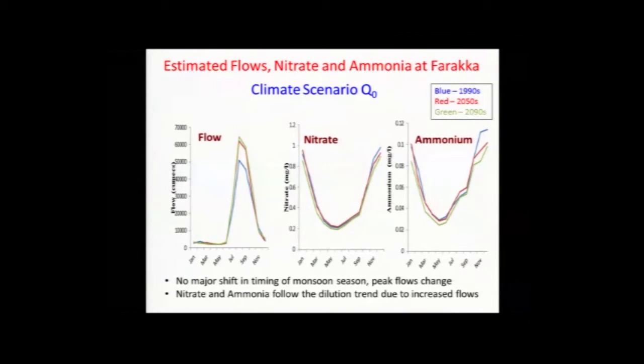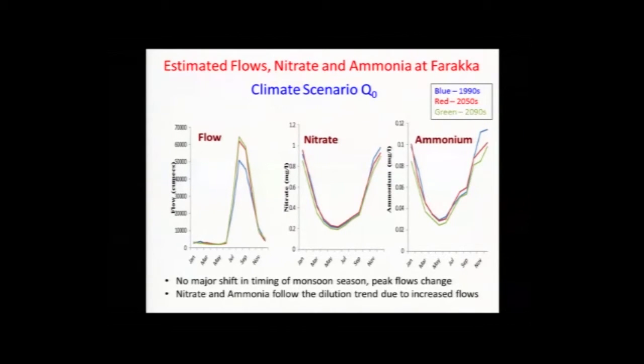As you go up in terms of flow volumes, the nitrate basically goes down, and the same trend is there for the ammonia as well. So that's basically an effect of the nitrogen flow, but then we don't see a very major change here in terms of the concentrations of both nitrate and ammonia as far as the climatic scenario Q0 is concerned. Look at the other scenarios.